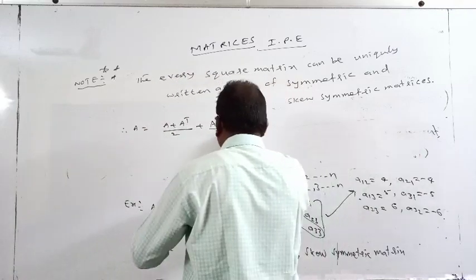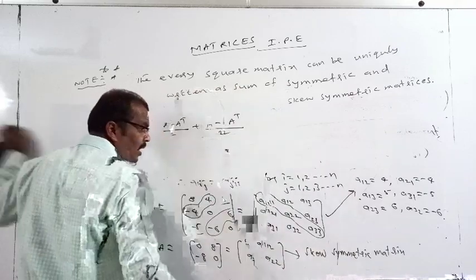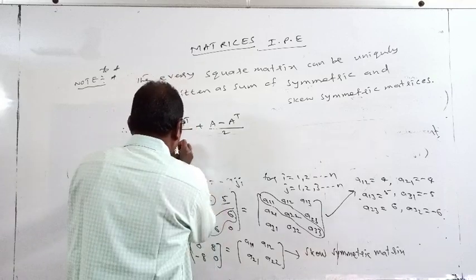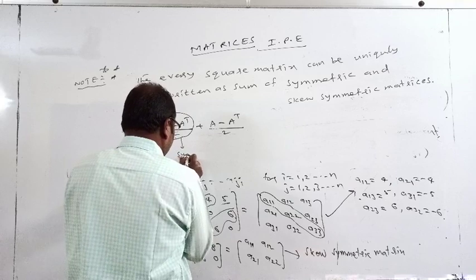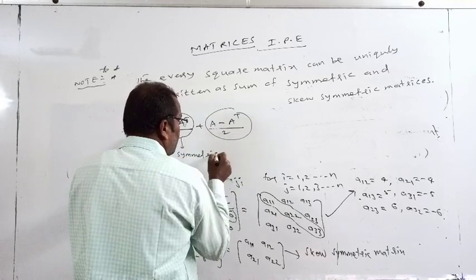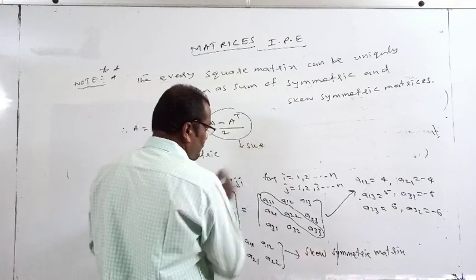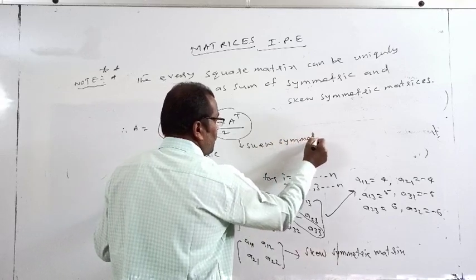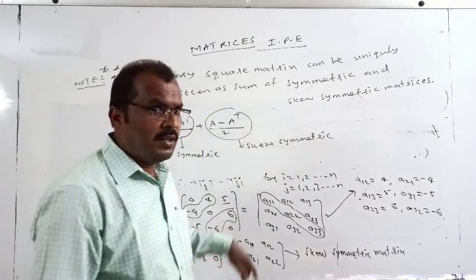So what is the nature of A plus A transpose? Already we have seen in the previous class that A plus A transpose is a symmetric matrix. So this one is a symmetric matrix. What about this one? Skew symmetric matrix. See the previous one.